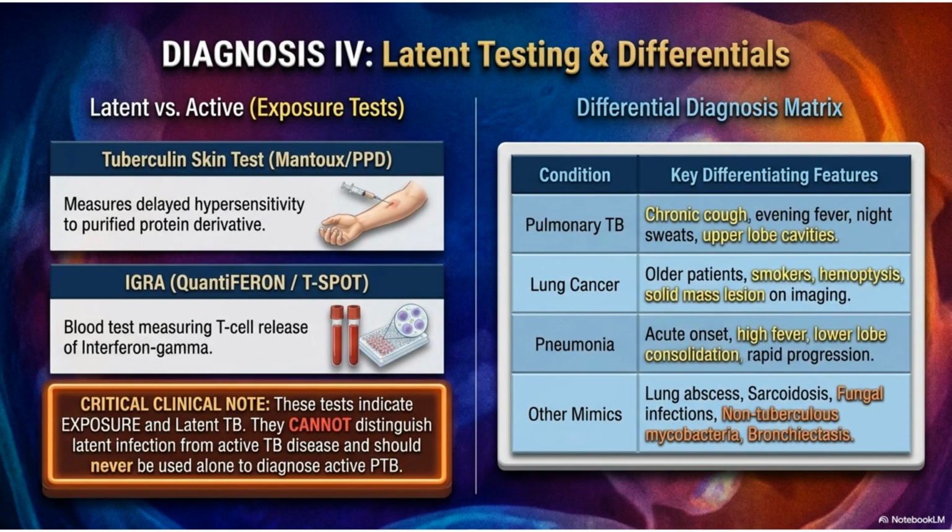Diagnostic evaluation also includes testing for latent TB, such as the tuberculin skin test and blood-based IGRA tests. These indicate exposure but do not confirm active disease. Differentiating TB from other conditions like lung cancer or pneumonia is essential for correct clinical management.